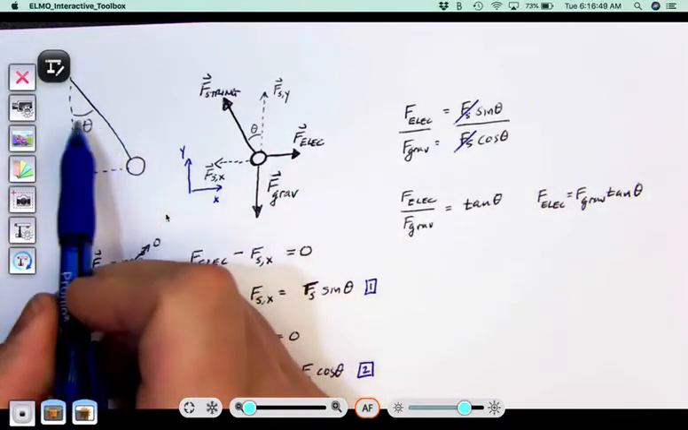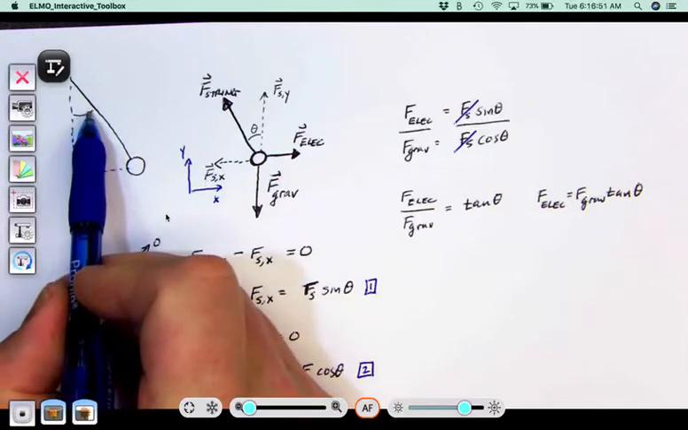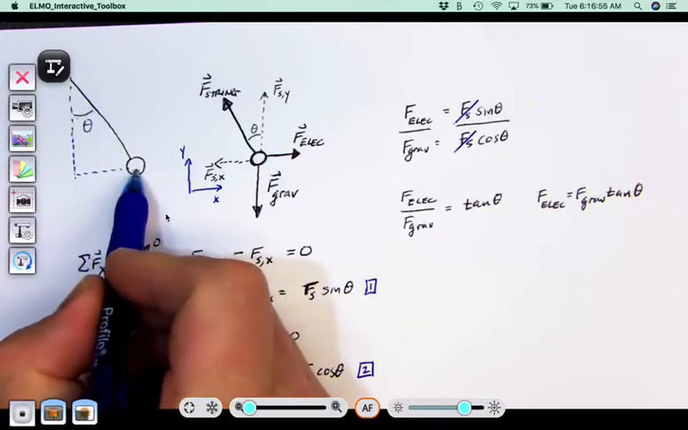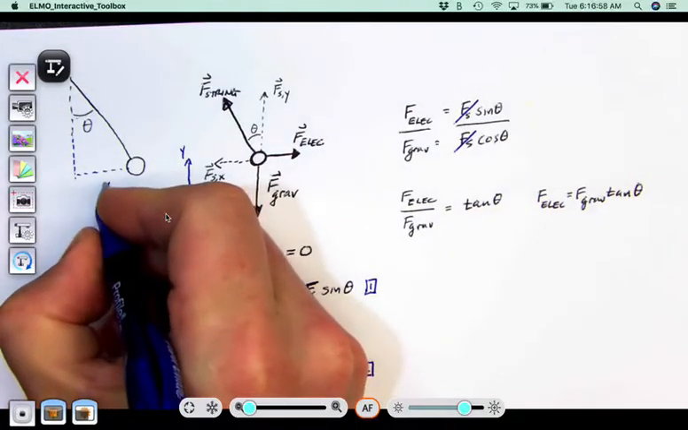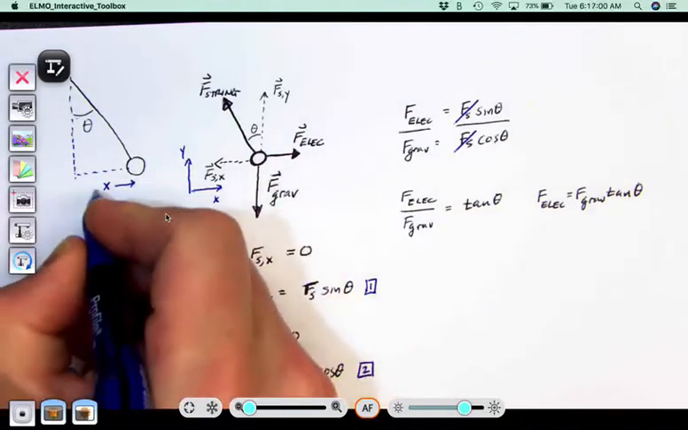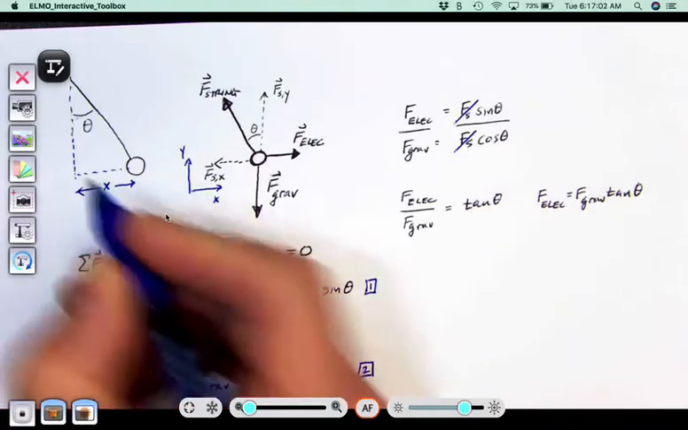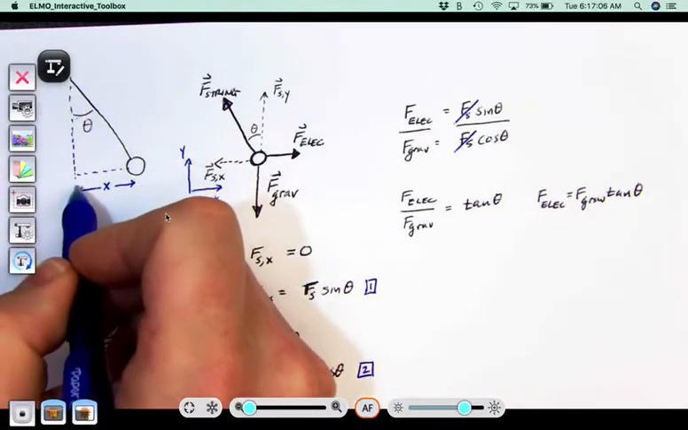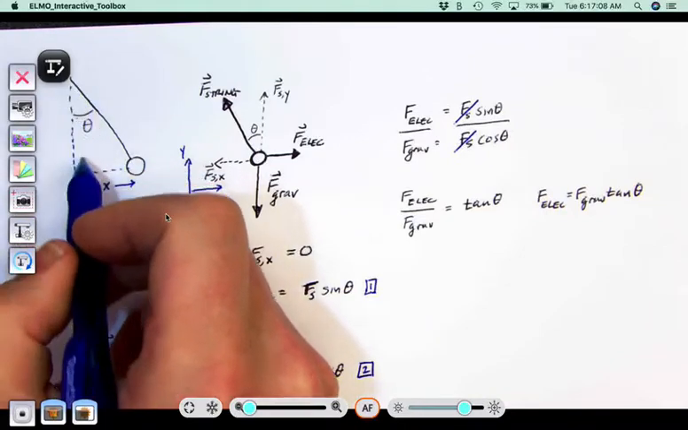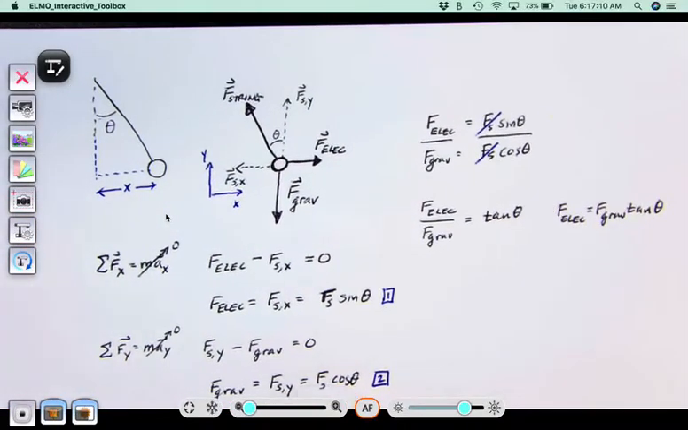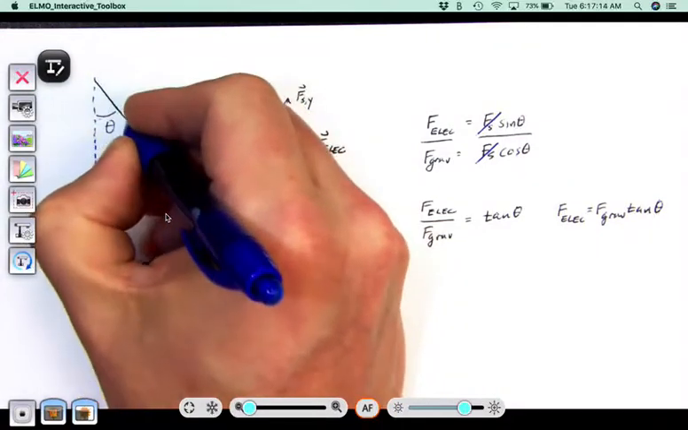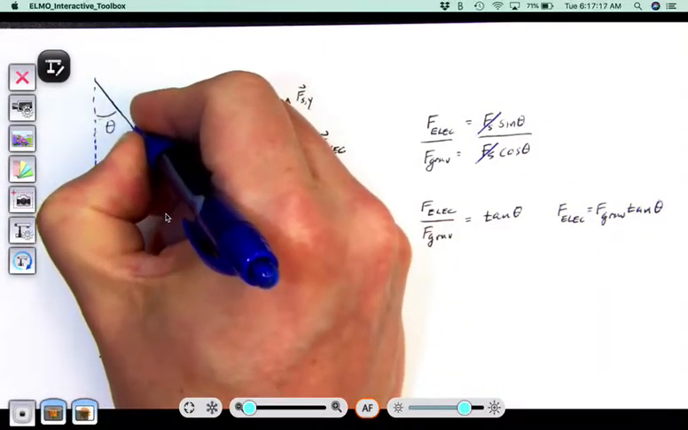So how do you get the tangent of this angle? Well, the tangent of this angle is the ratio of the opposite side, so that's over here. I'm going to call that x, which is how far this hanging sphere swings from the equilibrium position. And then I need the adjacent side of this right triangle, which is right here. That's a little bit trickier to get, but we are told what the length of this string is in the video. So I'm just going to label it arbitrarily L.